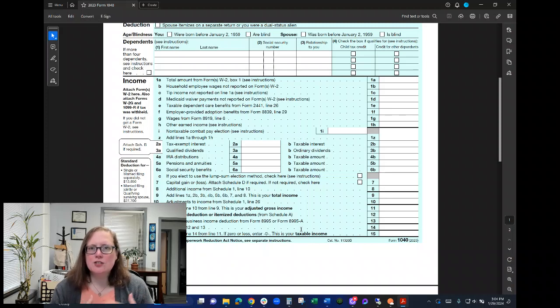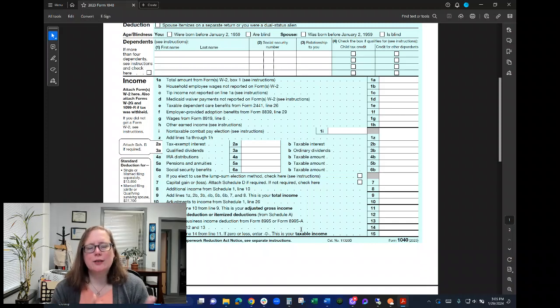So the next thing is your standard deduction or itemized deductions. And we're just going to super briefly look at that. So if you are single for 2023, you get to deduct $13,850 from your income. You don't pay tax on that $13,850. If you have mortgage interest, property taxes, donations, and a few other things that add up to be more than that $13,850, then you would be itemizing your deductions.